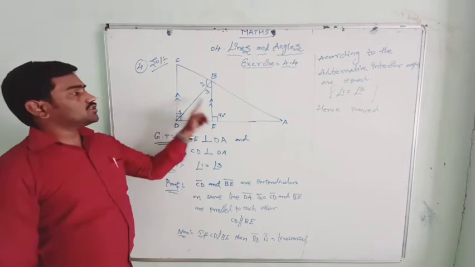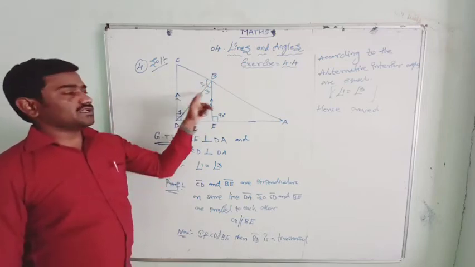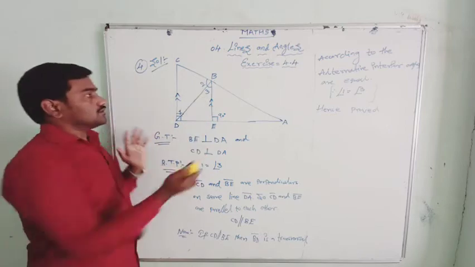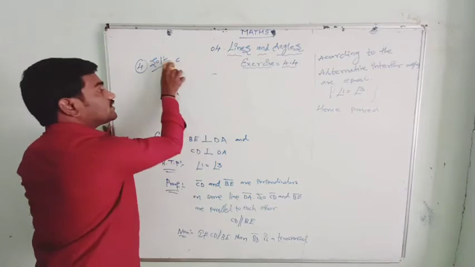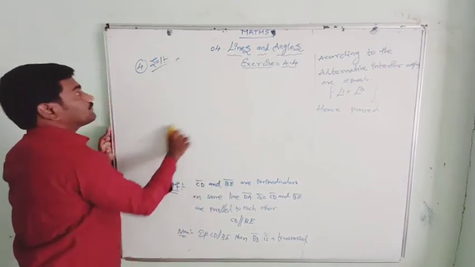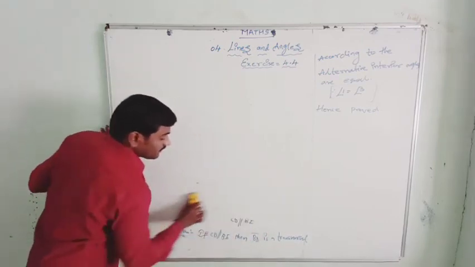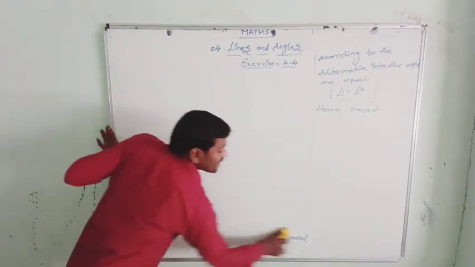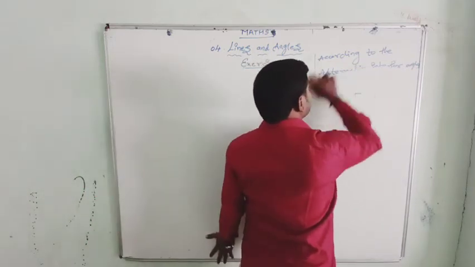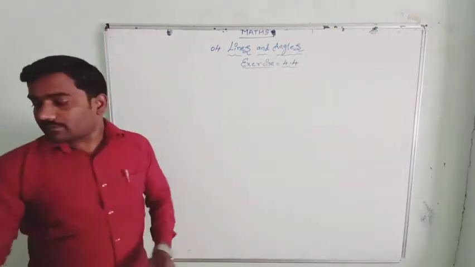How simple: these two lines are parallel, and BD is a transversal, so alternate interior angles are equal. So angle 1 is equal to angle 3. Very simple. Based on that, this is the concept we need to understand: if two or more lines are perpendicular to the same line, then those perpendicular lines are parallel to each other. What I have drawn in the figure, on the same concept, we will solve this problem.